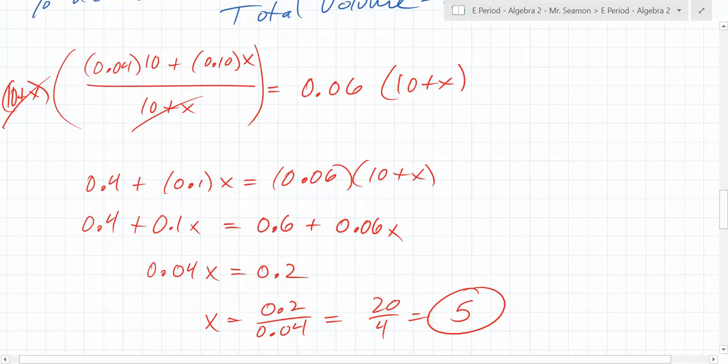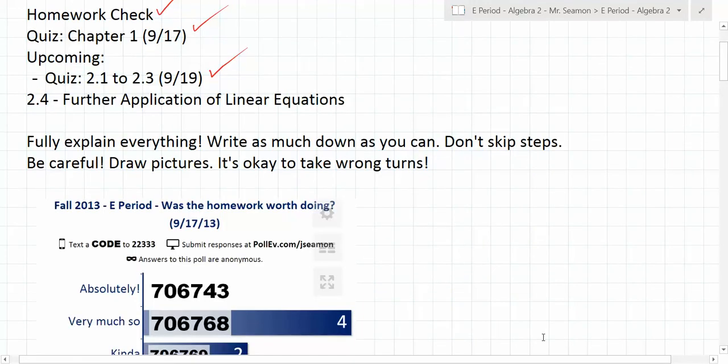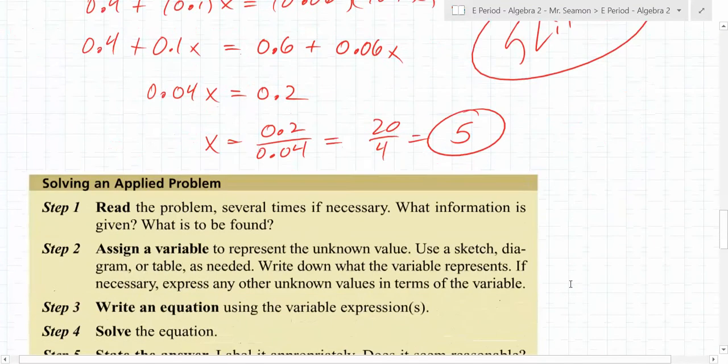So 5 what? This means 5 what? 5 liters. Is that an answer that kind of makes sense? Yes. Yeah, kind of makes sense. Good. Write as much down as you can. Don't skip steps. Be careful. Draw pictures. Don't try to do everything at once. There are a lot of things swirling out there that you have to be careful of, but you just have to practice and make sure you notarize everything.